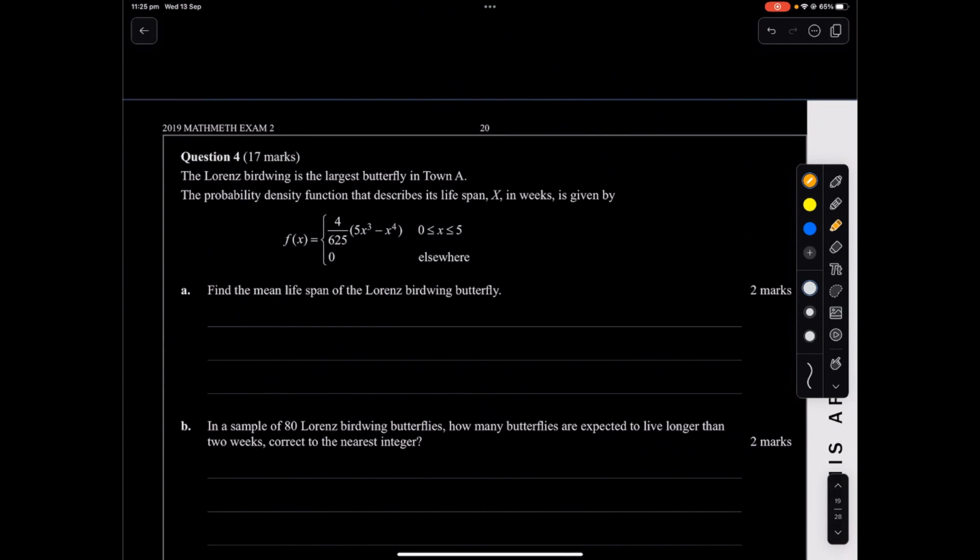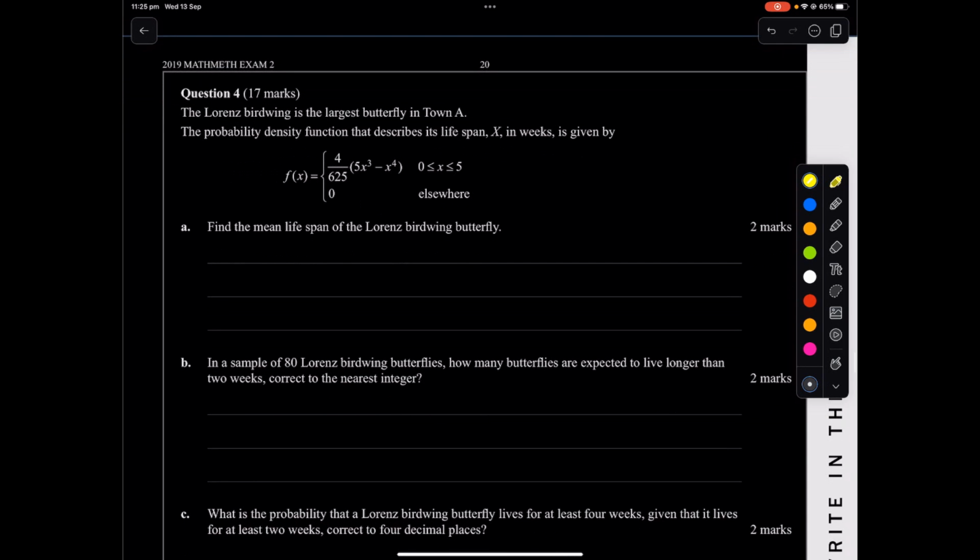Question 4. So let's get this done. It says that the Lawrence birdwing is the largest butterfly in town A. The probability density function that describes its lifespan x in weeks is given by this. Find the mean lifespan of the Lawrence birdwing butterfly. So it's just from 0 to 5. The expected value of x is the integral of x f(x) dx. Let's do that on a calculator.